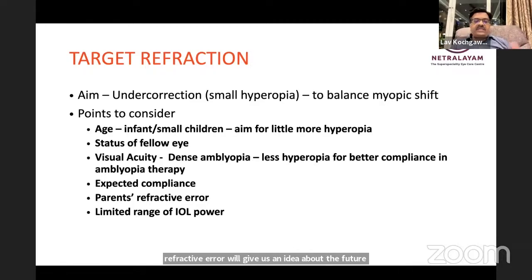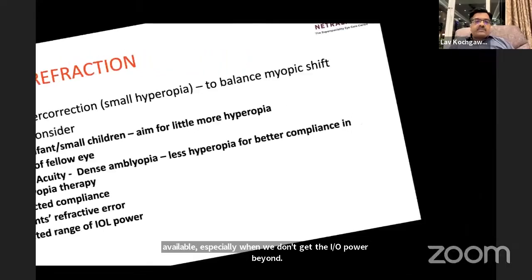And if it is extremes of power, then what I do is generally I limit myself to the IOL power that is available, and especially we don't get IOL power beyond 30 diopters generally.